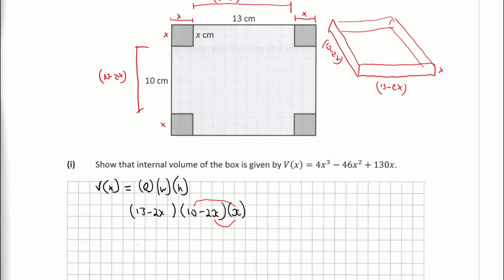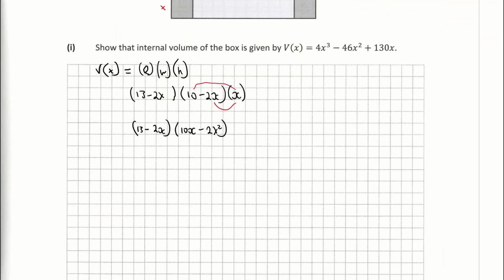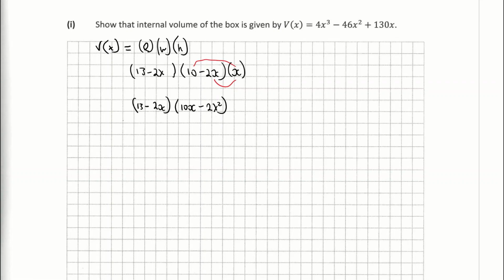So I'll have something like 13 minus 2x multiplied by 10 multiplied by x, which is 10x, minus 2x by x, which is 2x squared. So I'm basically multiplying out these two brackets, so I'm basically expanding my brackets. So first term multiplied by my second bracket, and then my second term from the first bracket multiplied by my second bracket. So I'm multiplying out my brackets here. And what do we get then when we multiply that in?